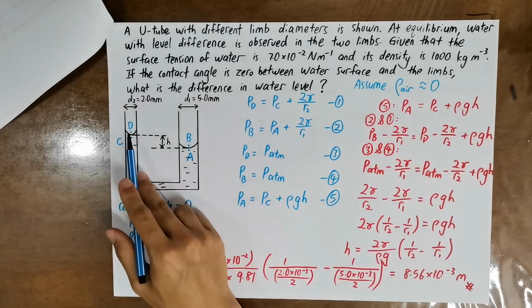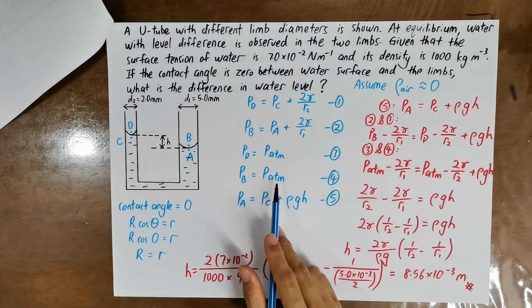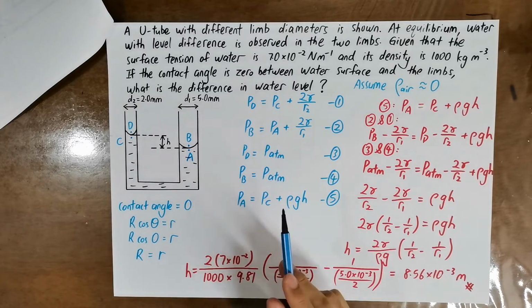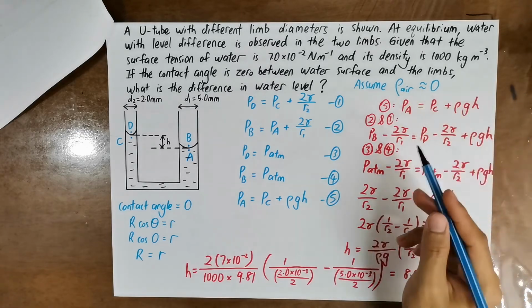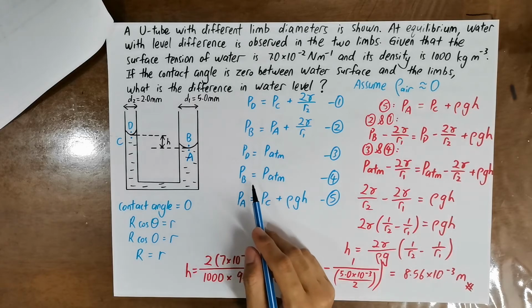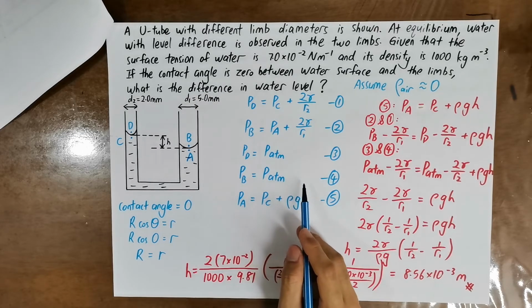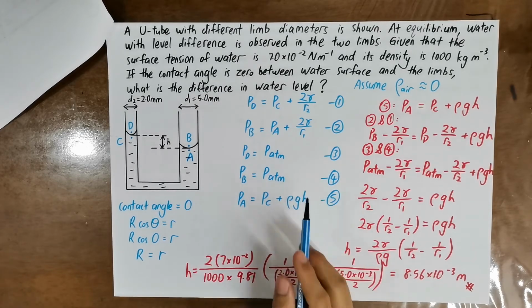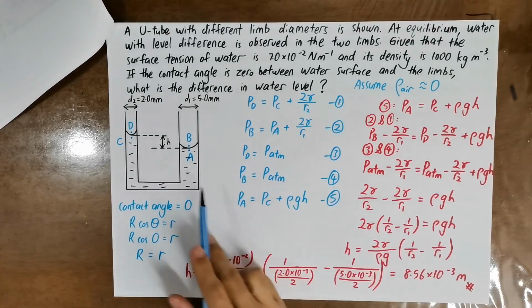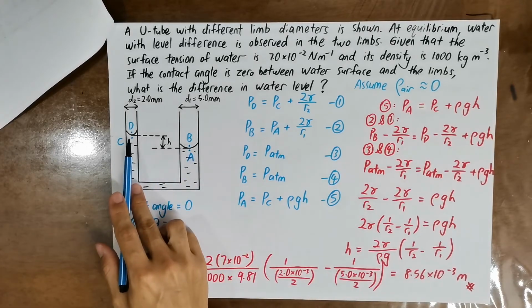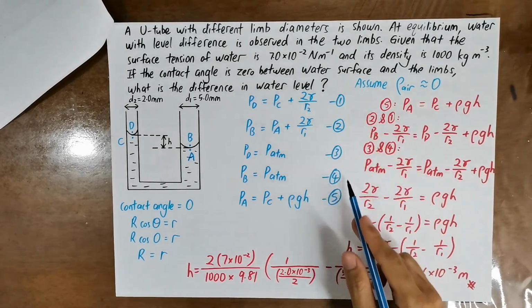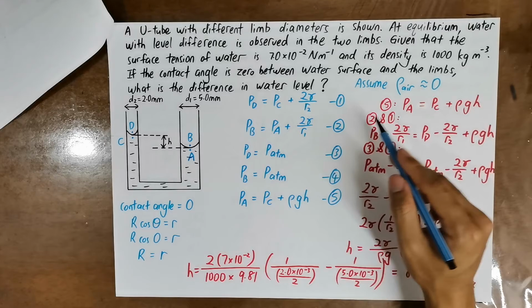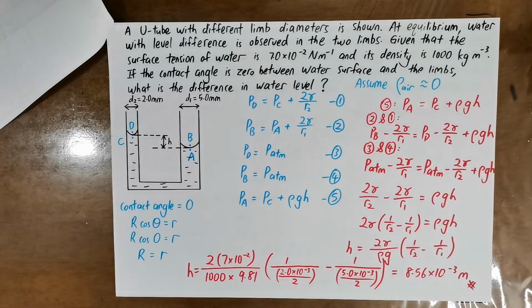And then you say that PD equals PB equals atmospheric pressure. Once again, you say that the density of the air is almost equal to 0, okay? So that you don't have to say PB equals PATM plus rho air GH, okay? And then PA is equal to PC plus rho GH. So by using those 5 formulas, you can get your answer, okay? Yeah, so you settle this at home.